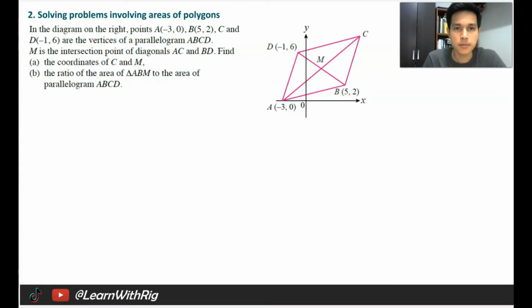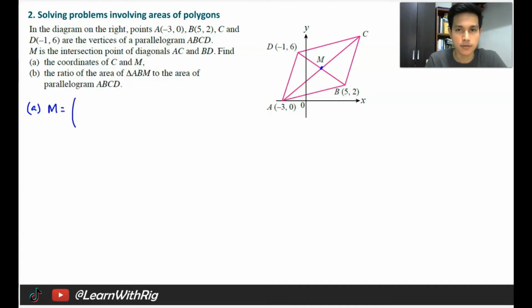Right? In the diagram on the right, points A, B, C, D are vertices of a parallelogram. M is the intersection point of diagonals AC and BD. Find the coordinates of C and M. So in this case, it is a parallelogram. The characteristic of a parallelogram is that the diagonals are basically bisecting at midpoints, correct? Point M here is actually the midpoint between D and B, and it is also the midpoint between C and A. So to find M, we can actually find the midpoint. So question A, you want to find M, right? So you can find the midpoint between B and D.